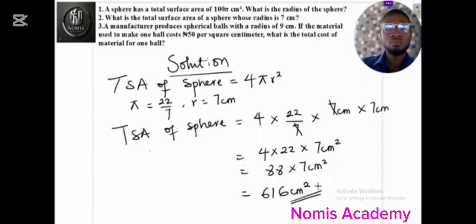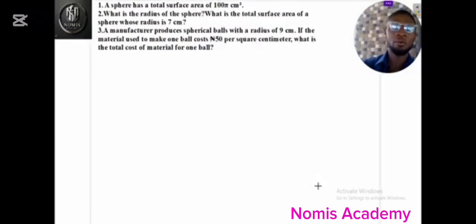So let's take the third example. The third example now is a word problem. So let's take it. The question says a manufacturer produces spherical balls with a radius of 9 centimeters. If the material used to make one ball costs 50 naira per square centimeter, what is the total cost of material for one ball? Okay, let's begin to analyze the statement and make it an equation.